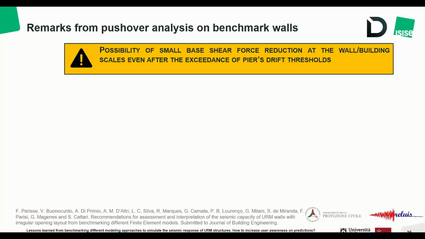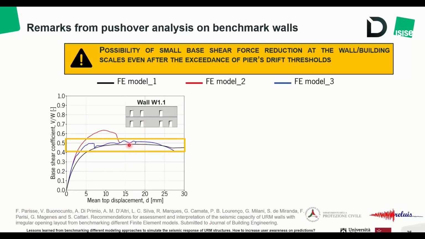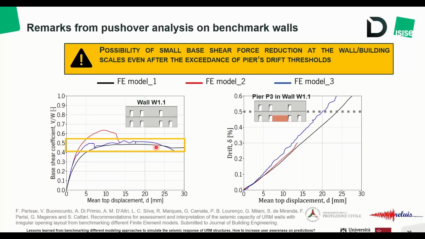Another remark that was evidenced during the pushover analysis is the fact that sometimes the pushover curves by finite element models have a reduced base shear drop, even after the exceedance of the pier's drift threshold. In particular, as you can see from the blue and black curve, here we don't have significant drops in terms of base shear coefficient, even though the drifts associated to the squat pier at the base that controls the response of this wall exceed the code-based threshold values of 0.5% for the diagonal cracking failure.